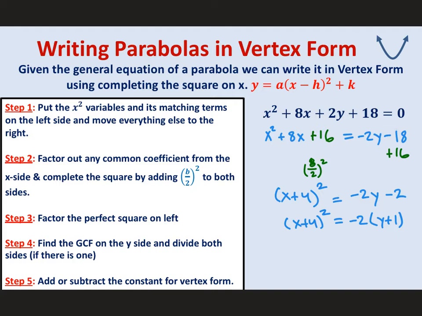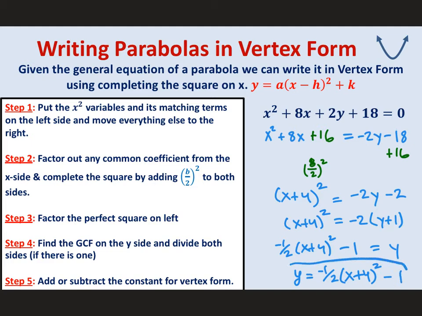We're now going to divide the negative 2 over. Now, the way we're going to write that is as a negative 1/2 times x plus 4 squared. And once that negative 2 is over on the other side, we're also going to subtract the 1 over. So minus 1. And all of this is going to be equal to y. Now, you might want to rewrite it so it looks a little nicer to you. But our final answer is y equals negative 1/2, our a value, x plus 4 squared minus 1, and this is in vertex form, which we could now graph.